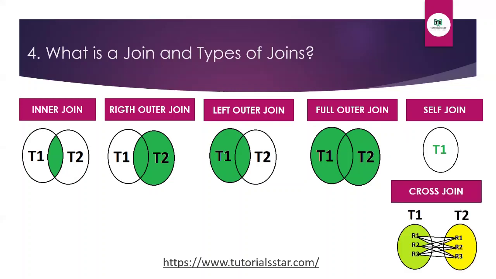Next, we have the cross join. The cross join produces the cross product or Cartesian product of two tables. So it's a Cartesian product of the two tables. The cross join does not have any condition. So I hope you understand the joins and the types of joins available in SQL Server.